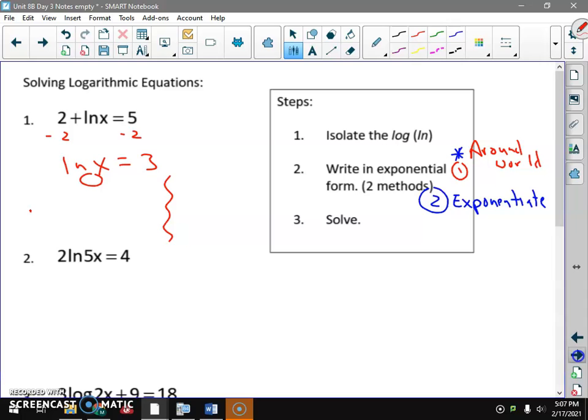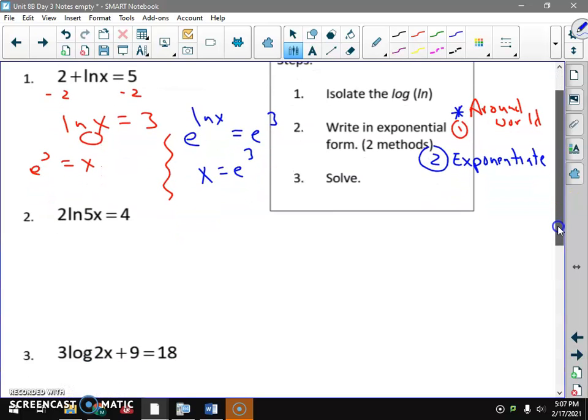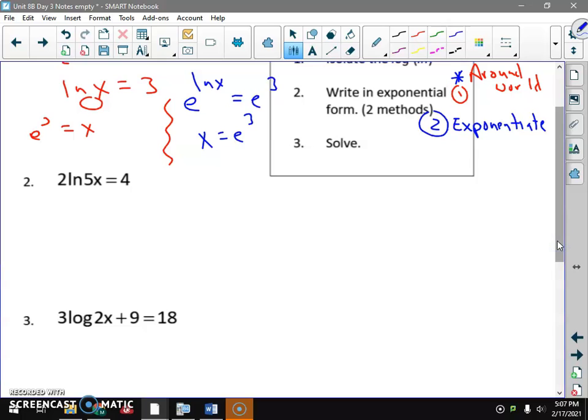What's that? That's e to the power of 3 equals x. There's my answer. x equals e cubed. Or if I exponentiated each side, I would go e to the ln of x equals e to the third. Make them the exponents because they cancel. Either way you slice it, you get e to the third. I don't care what that decimal is, 2.7 to the third power. I'm going to guess, I don't know, maybe in the low 20s.